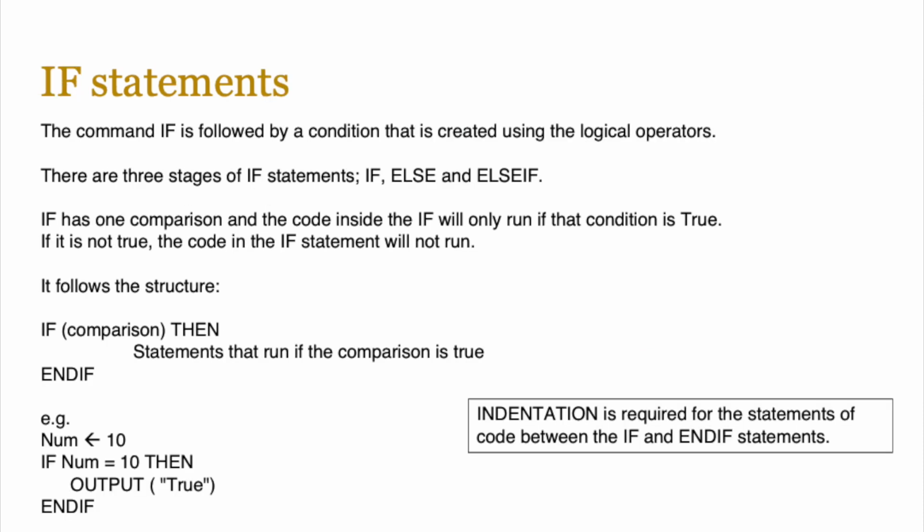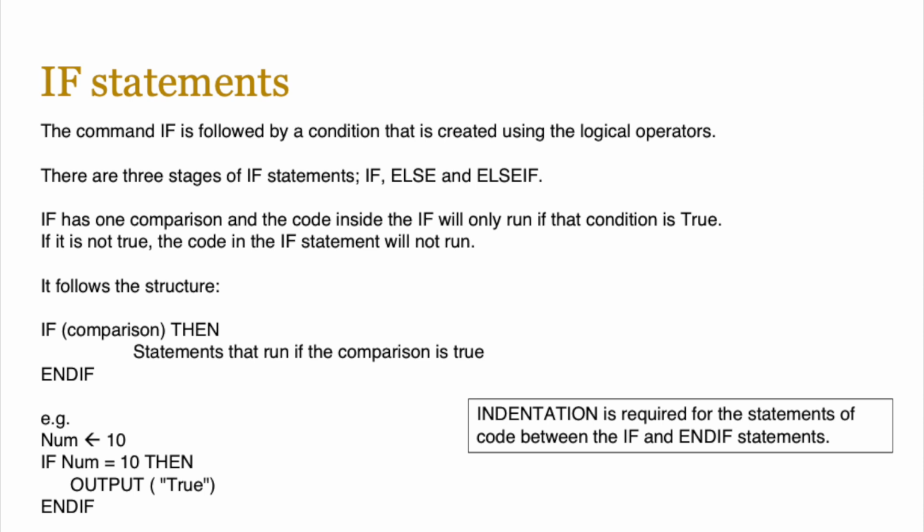Okay, let's look at if statements in a bit more depth. The command if is followed by a condition that is created using those logical operators that we just looked at. There are three stages of if statements. If, which is where you check the first condition. Else if, where you have another condition, and you can have multiple else if statements. And finally, else, which is the last condition. So if none of the conditions above are met, this is the code that's going to be run.